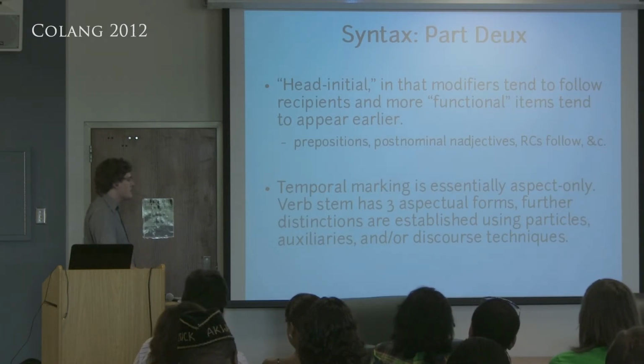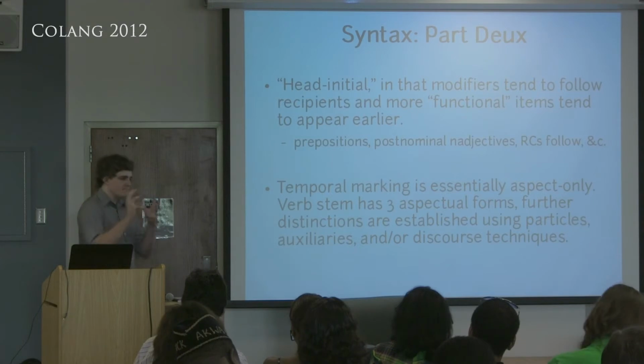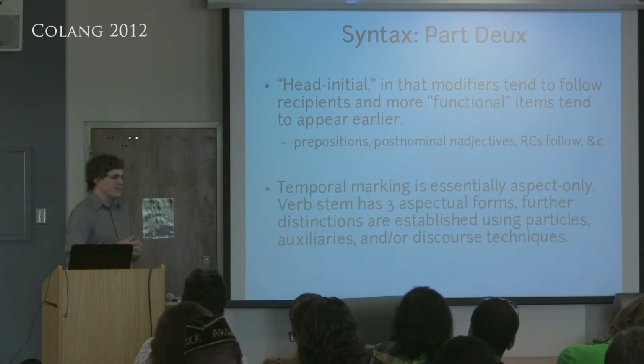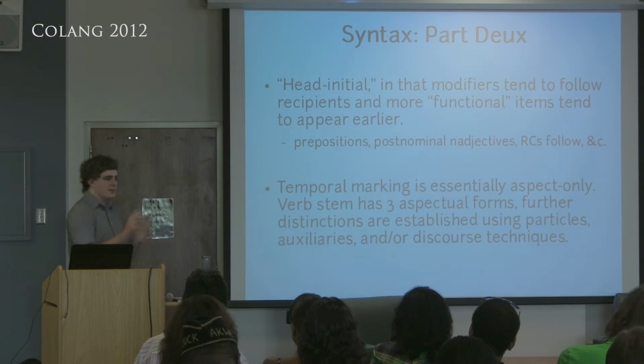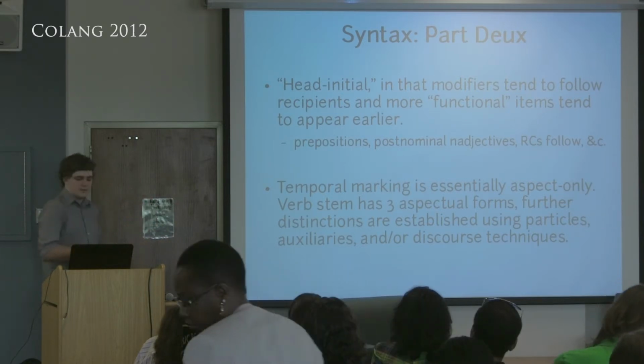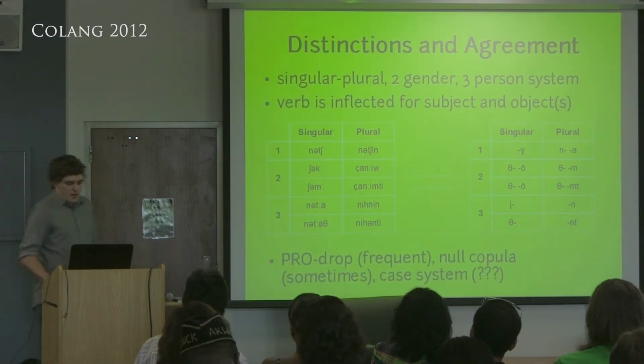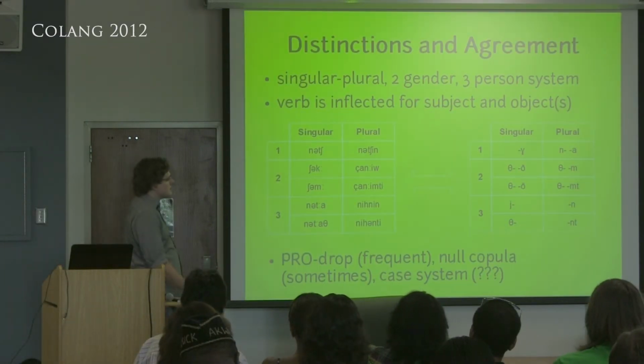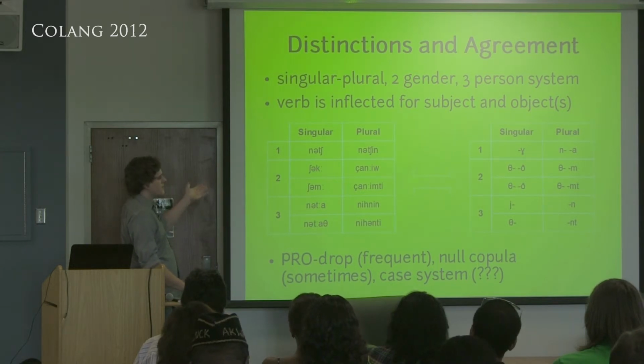Then the temporal stuff is quite exclusively aspect. There's some more tensey things that happen once you get all the way up to the level of auxiliary verbs. But the internal stem marking on the verbs is aspect, and then there's a bunch of aspect particles that go along with that. And Justin will be covering that a little more.